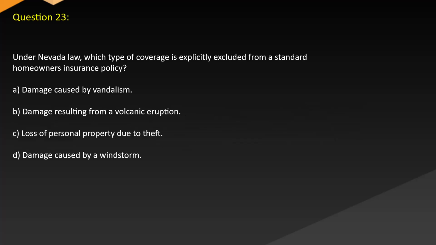Question 23. Under Nevada law, which type of coverage is explicitly excluded from a standard homeowner's insurance policy? A. Damage caused by vandalism. B. Damage resulting from a volcanic eruption. C. Loss of personal property due to theft. D. Damage caused by a windstorm.